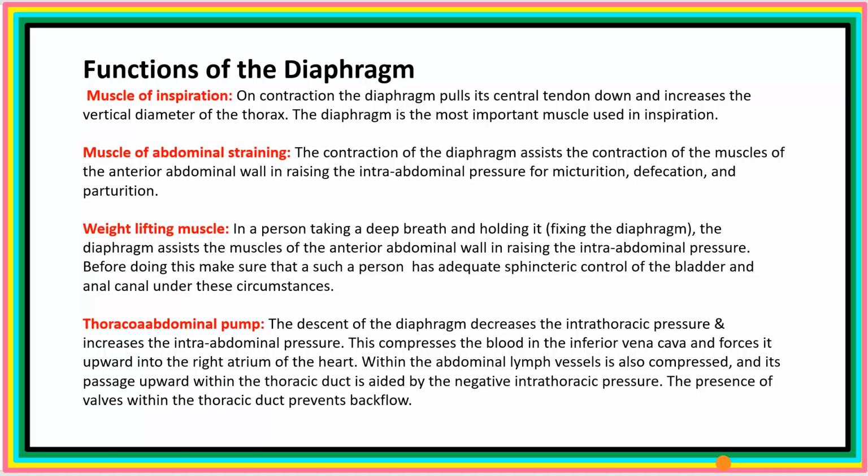The last aspect of this function we'll consider is as a thoraco-abdominal pump. When the diaphragm decreases the intrathoracic pressure, it will lead to an increase in the intra-abdominal pressure. The descent of the diaphragm will decrease the intrathoracic pressure and increase the intra-abdominal pressure. This will lead to compression of the blood in the inferior vena cava and forcing of this blood into the right atrium of the heart. And this action is considered as thoraco-abdominal pumping.